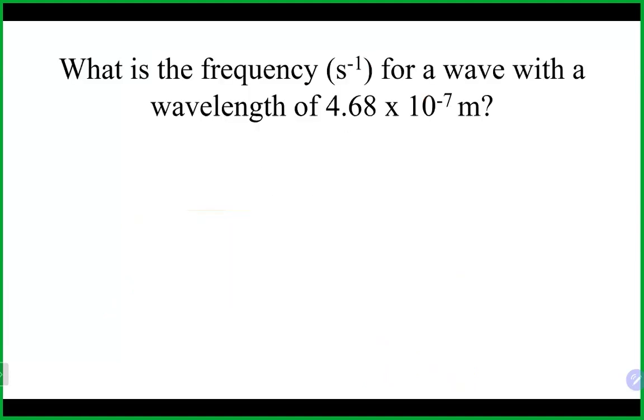So why don't we try one here? What is the frequency for a wave with a wavelength of 4.68 times 10 to the minus 7 meters? Okay, so let's take a look. So we're looking for the frequency. We have the wavelength. So we can use c is equal to our wavelength times our frequency. Here, the wavelength is 4.68 times 10 to the minus 7 meters.